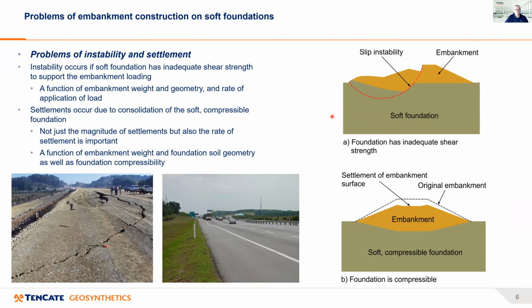So what are the problems with the construction of embankments on soft foundations? Well, two types of problems arise. You have problems of instability and problems of settlement. An example of the instability problem here is shown in a photograph in the bottom left here. And this instability can occur if the soft foundation has inadequate shear strength to support the embankment loading, such as shown in the top right diagram here.